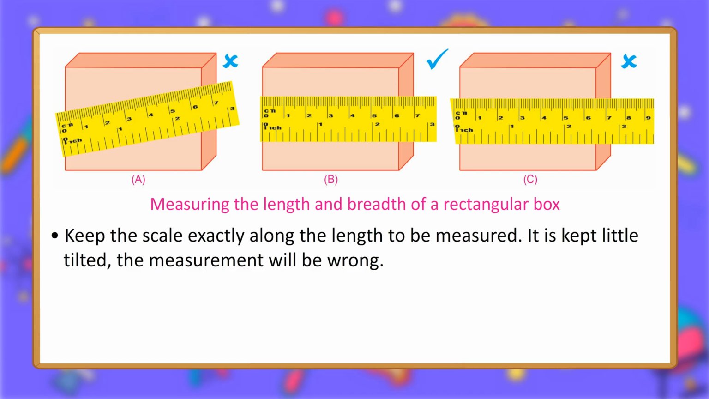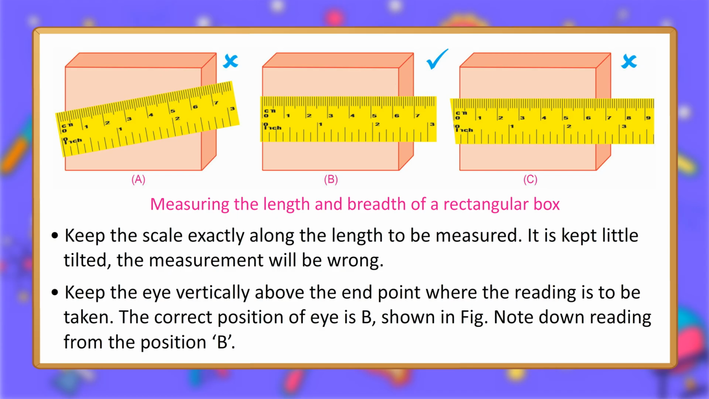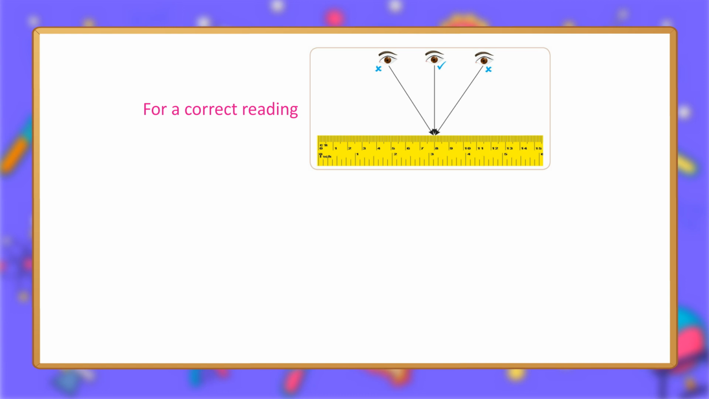If it is kept a little tilted, the measurement will be wrong. Keep the eye vertically above the end point where the reading is to be taken. The correct position of eye is B, shown in figure. Note down reading from the position B for a correct reading.